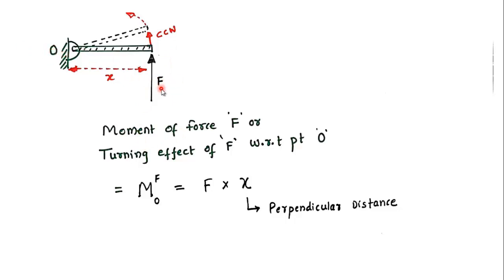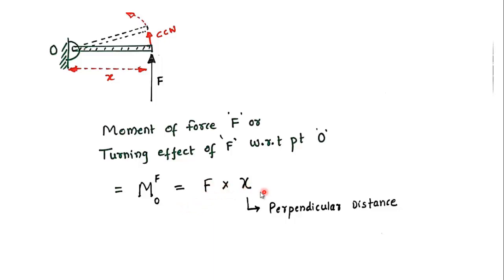That means how much turning effect this force is producing. That means we have to calculate moment of this force about this point O. Okay, so moment of force F or turning effect of force F with respect to point O. Now this is how it is designated: M, moment of force F about point O. This is how it is written. So in all the numericals which we solve later, we will be using this particular notation when we calculate moment.